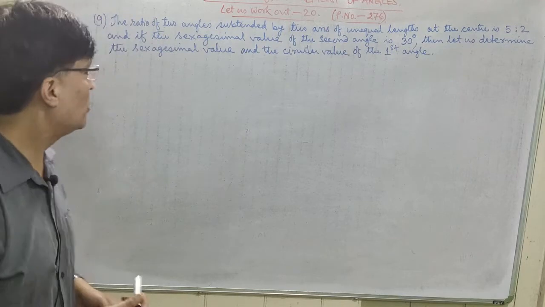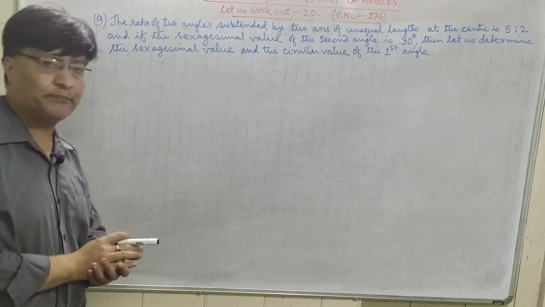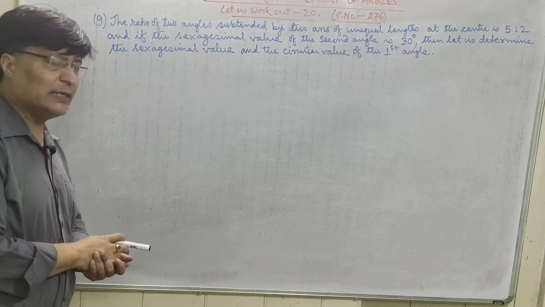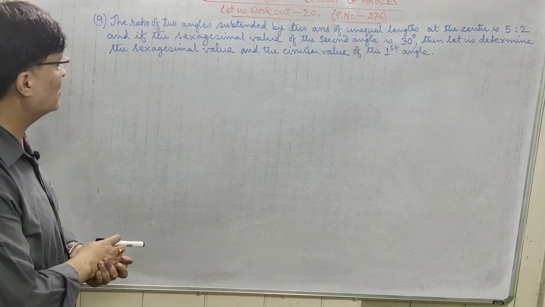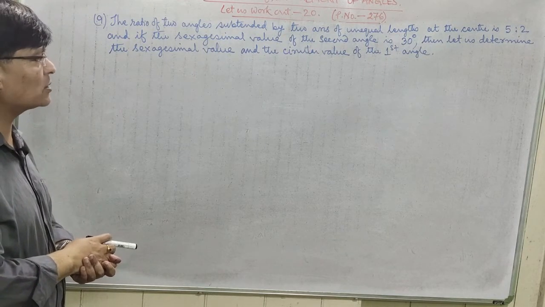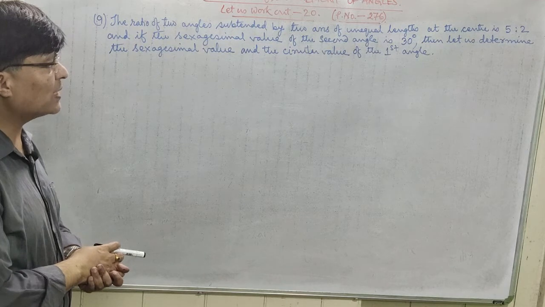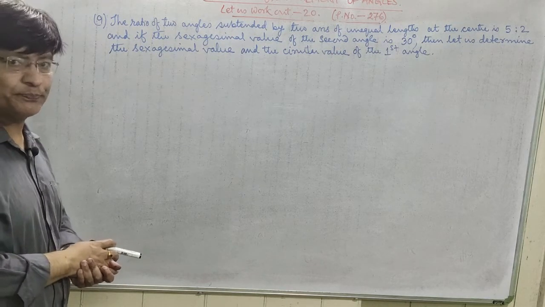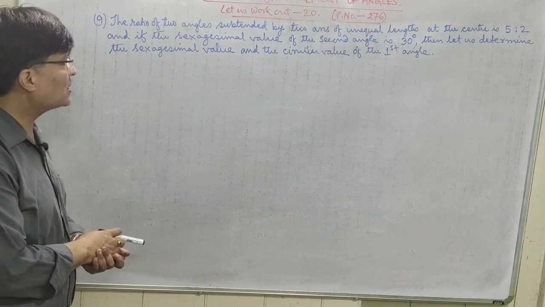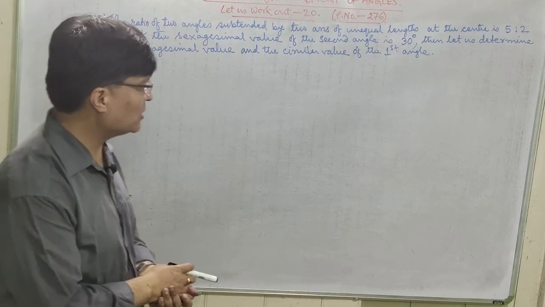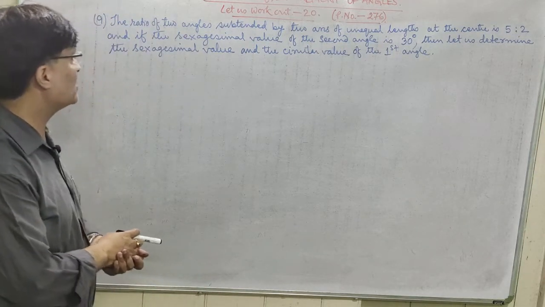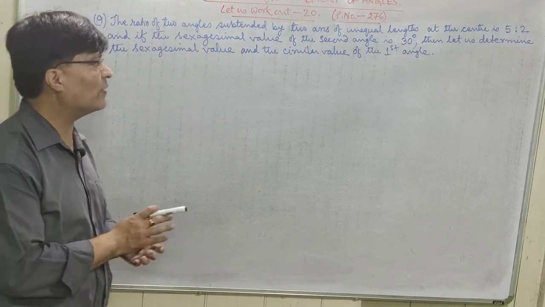So now we'll do the next question, that is question number 9. Question number 9: the ratio of two angles subtended by two arcs of unequal lengths at the center is 5:2. And if the sexagesimal value of the second angle is 30 degree, then let us determine the sexagesimal value and the circular value of the first angle.